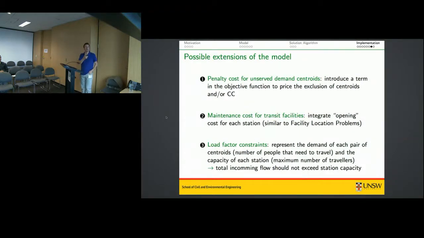Of course, it's not mentioned here, but maybe the most interesting extension with regards to transit route design is to integrate multiple tours. So instead of looking at a single vehicle, what if you are asked to design the whole bus network? In this case, you want to make sure that you have more than a single route.